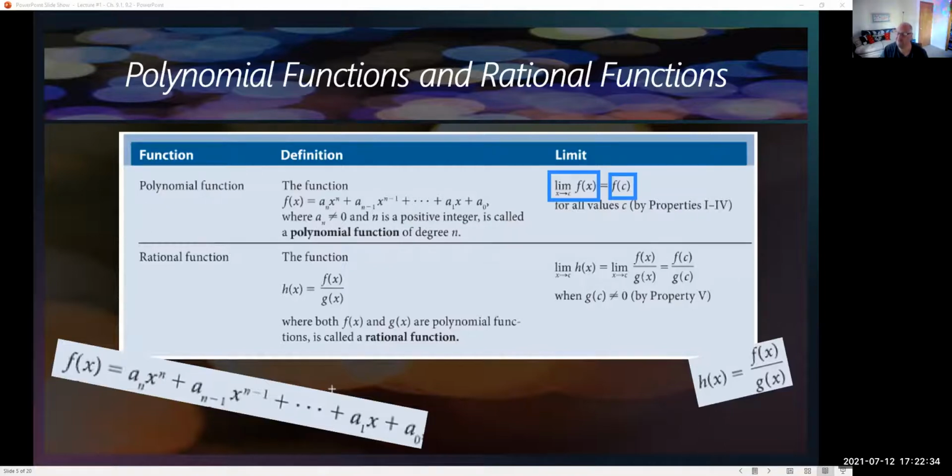What happens when you put your value in and you get zeros? Well, then we have to go with a different situation, and that happens only with rational functions. So now I'm going to ask you, please focus your attention on the rational function. Here we have a definition. The rational function looks like this, and both f of x and g of x are polynomials.